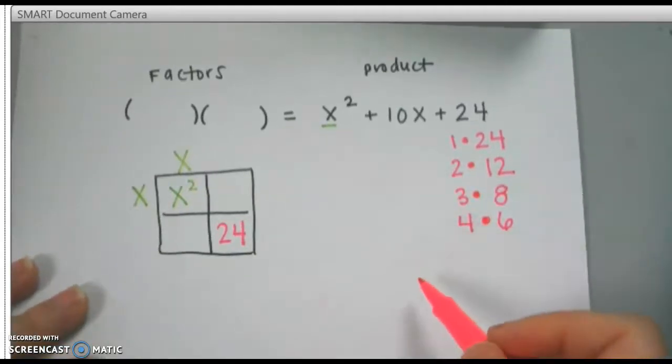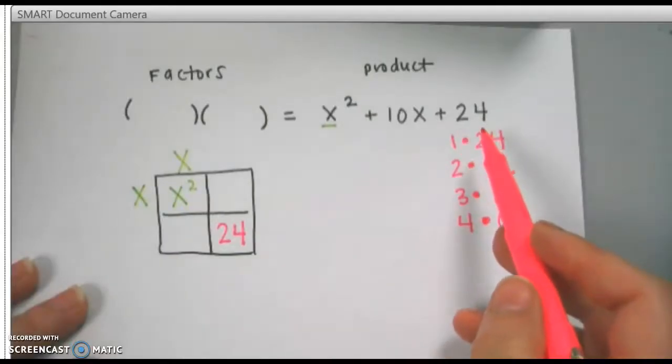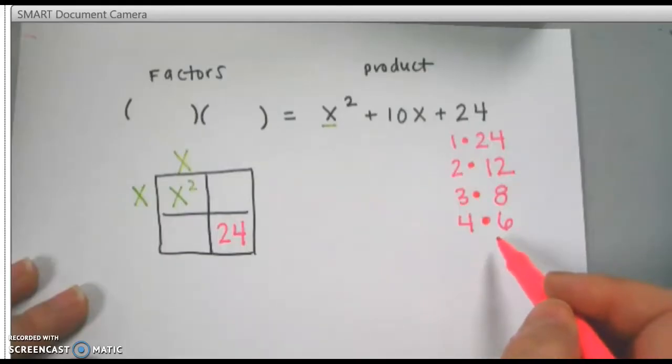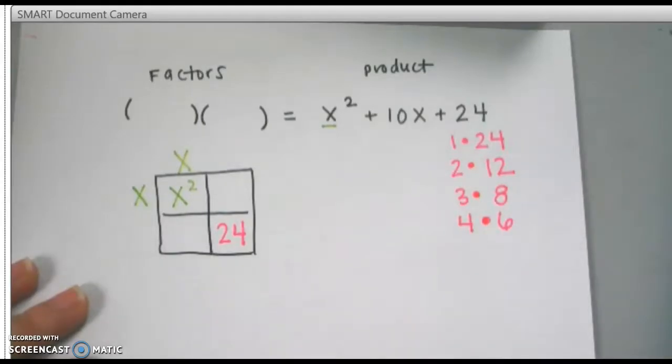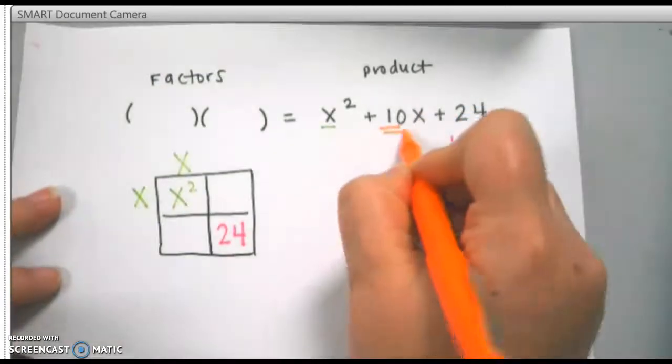And then 5 does not go into 24. 5 only goes into numbers that end in 5 or 0, so I'm going to skip 5. And then 6 is already on my list, so I know for a fact that I'm done. So my answer has to be one of these pairs. So which pair will add up to 10?